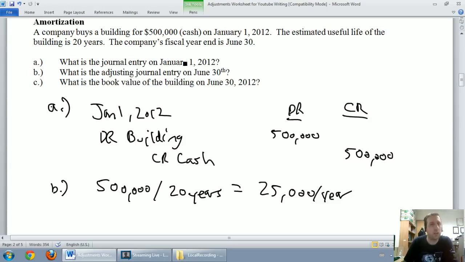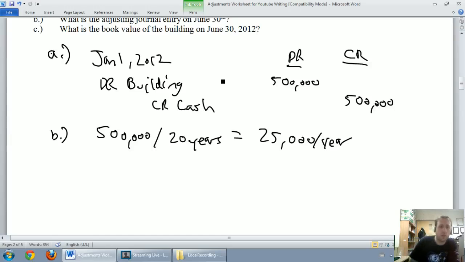Too bad we're not looking at a full year. Our fiscal year end is June 30th, so January 1st to June 30th means we're only looking at 6 months out of the year. So I'm going to say, okay, it's a $25,000 per year amortization rate, but I'm not looking at a full year.